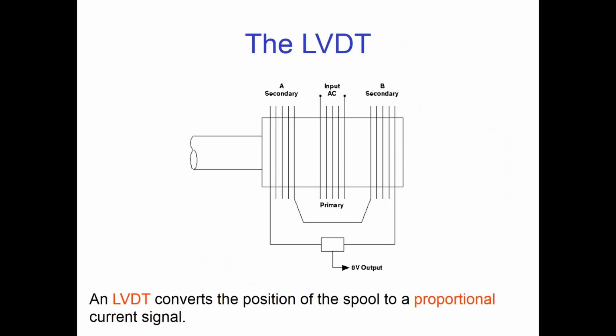Now, we said we'd talk about that LVDT a little bit. Like I said, there are 3 coils. We have a primary coil here, and we have 2 secondary coils. We're going to input an AC current into the primary coil, and any movement of the spool is also going to move this ferrous core, which will induce a current in one of the secondary coils. If we move the spool to the left, then that's going to induce a negative output. If we move it to the right, we get a positive output.